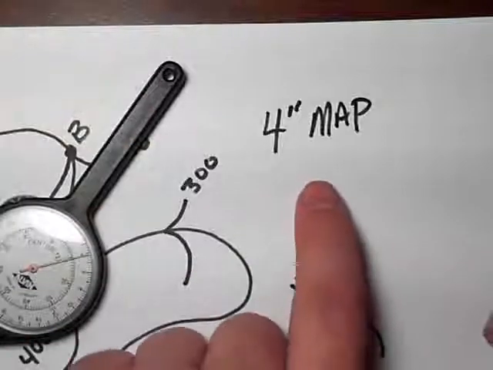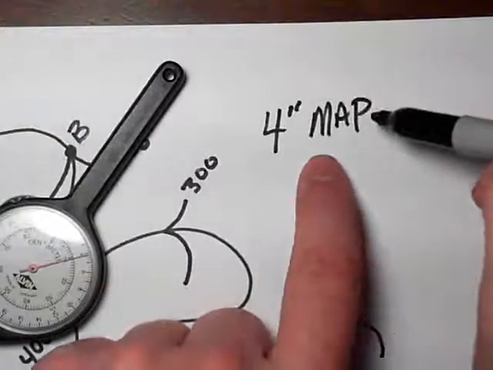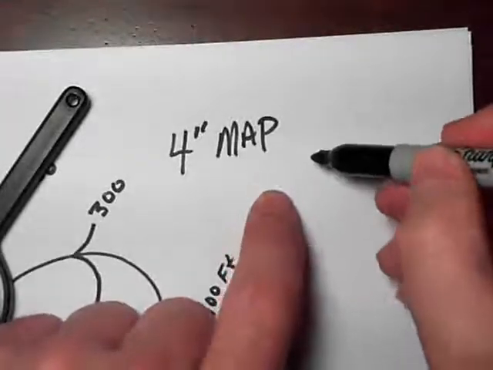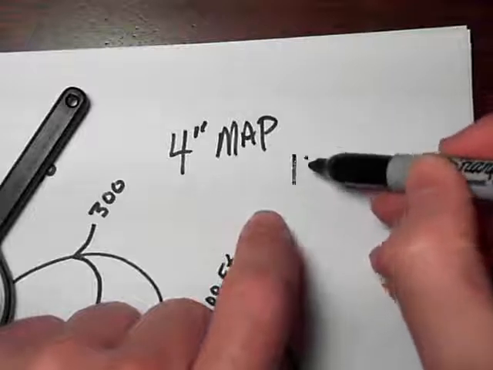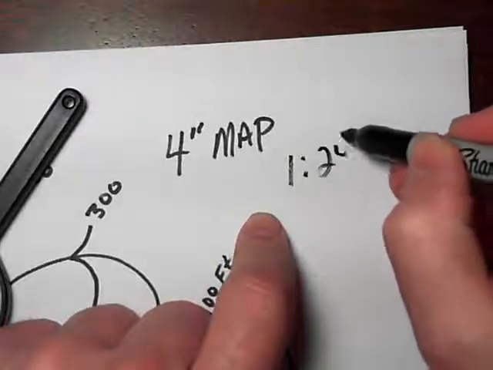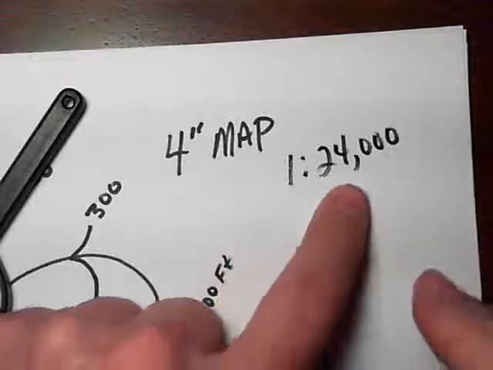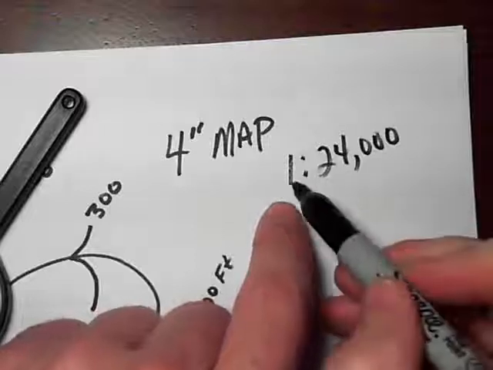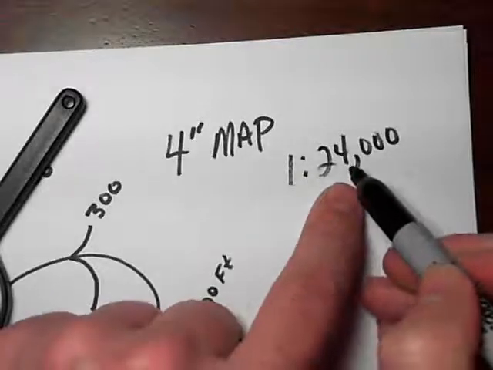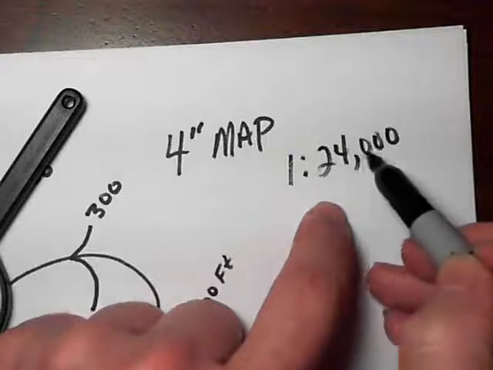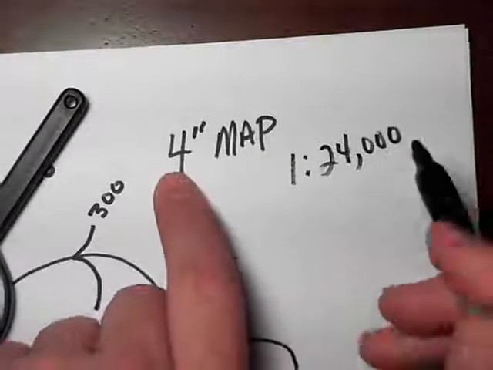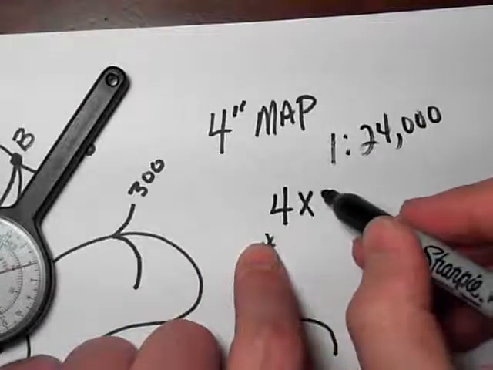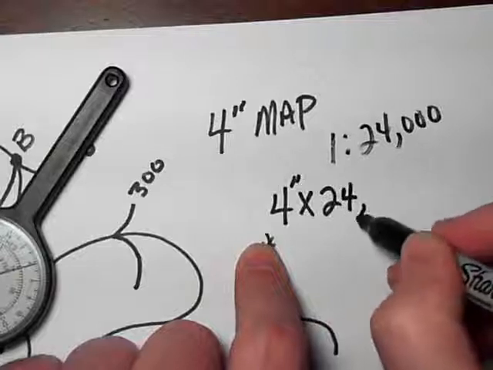What we need to do is figure out how many inches this is equivalent to in the real world. All the maps that we always use have a 1 to 24,000 scale. That's the map scale. That means that 1 inch on the paper map is equivalent to 24,000 inches in the real world. So we need to take the 4 inches that we measured on the paper map and multiply that by 24,000.